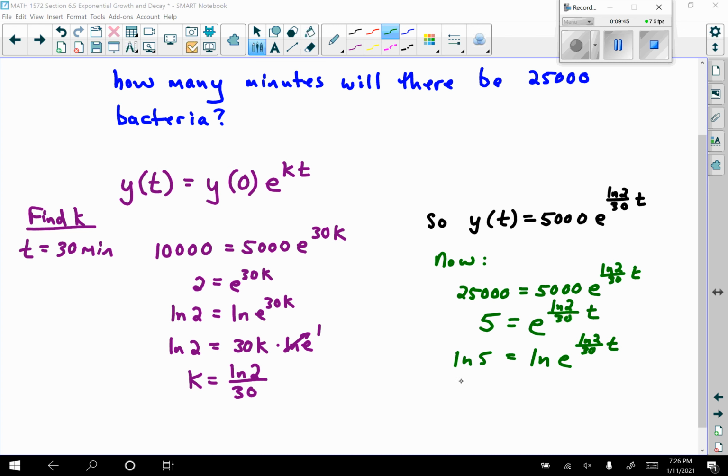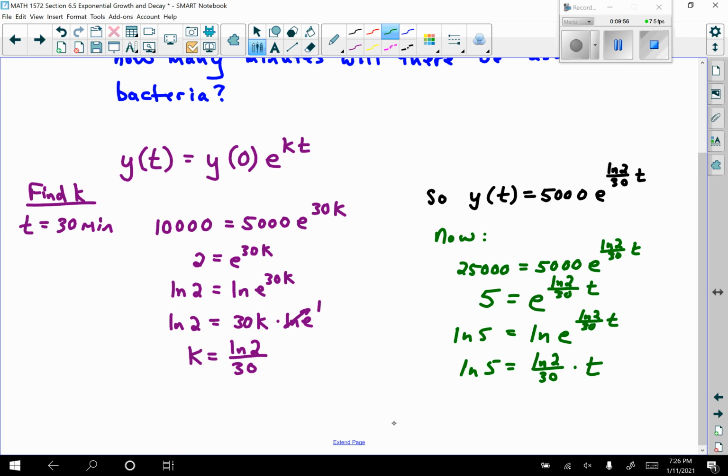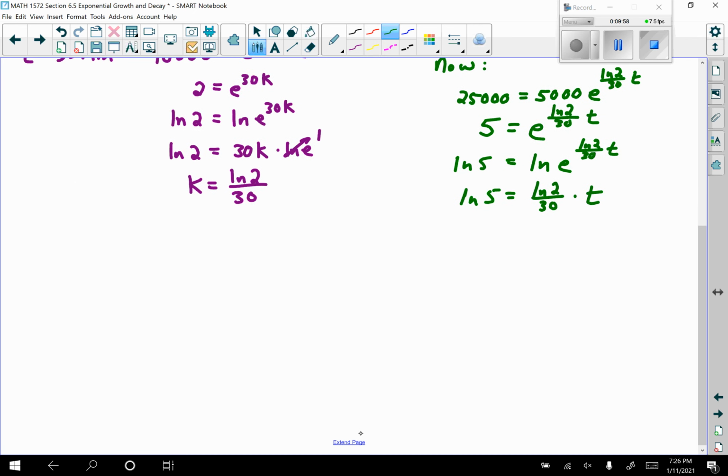So now we have the natural log of 5. Again, natural log and e cancel each other out, so we're looking at natural log of 2 over 30 times t. So we're going to go ahead and multiply by the reciprocal, or we can divide by this. I'm going to show t is going to equal the natural log of 5 times 30, so we can put 30 out in front, over the natural log of 2. Now you're definitely going to need calculators for this. So this is the exact answer, and then that's going to be how many minutes.